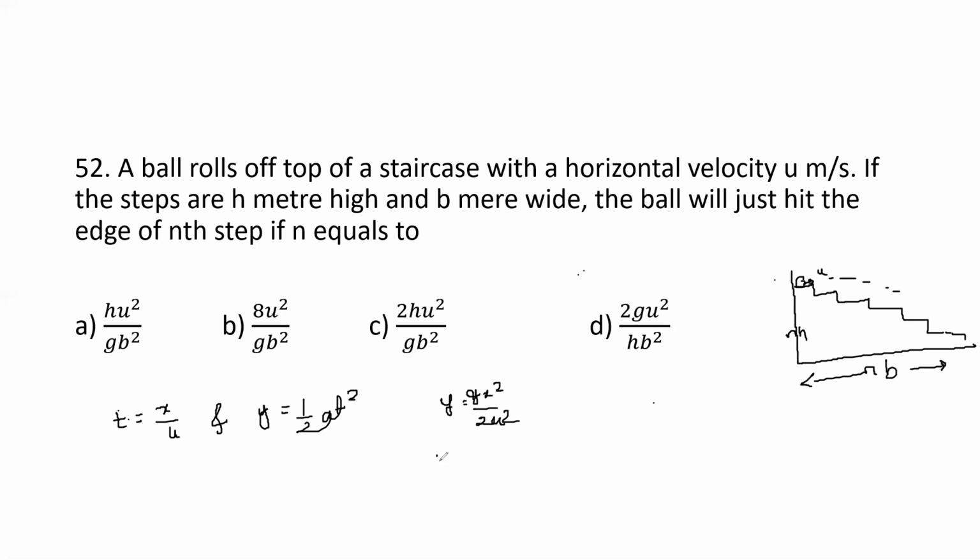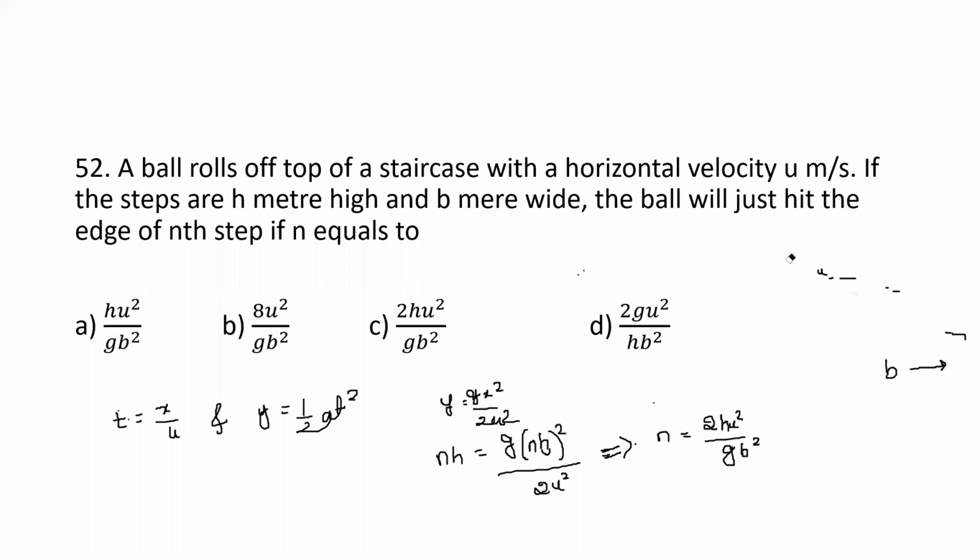So substitute the value of y here. Y is nothing but height, therefore it is nh, which is equal to g into bracket x square, where x is nb, whole square divided by 2u square. Therefore, this implies n is equal to, as we want the nth step value, I can simplify it as 2hu square divided by g b square. Here x is breadth. That is option C, the correct option here. So we need to take the equation of a projectile, substitute y, substitute x, and simplify.